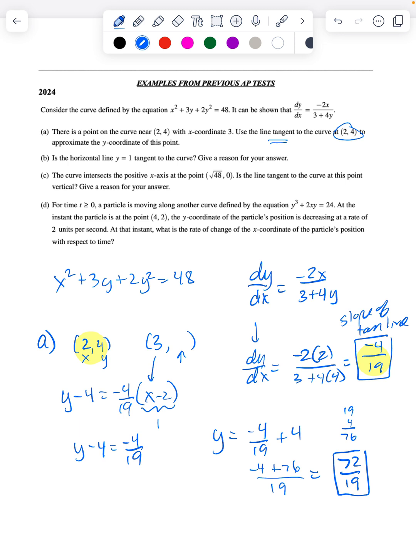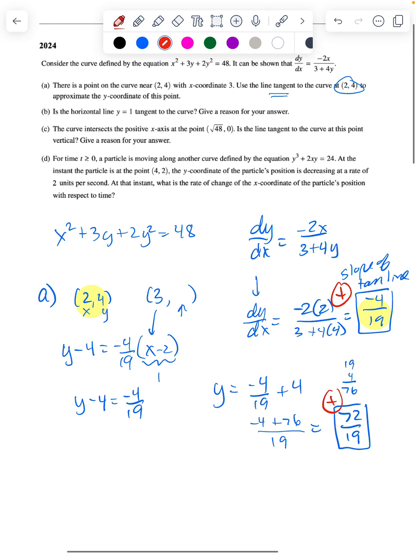It says 1 point for the slope of the tangent line, so getting to here, and then 1 point for my approximation. So obviously I need to show the work to support that, but those are where the actual points will come from. All right, let's take a little peek at B.